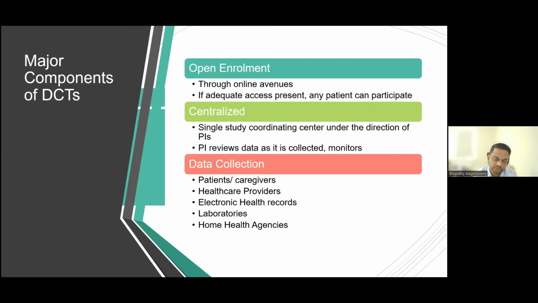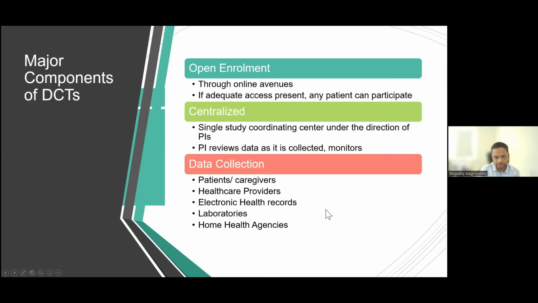But the major components we need to focus on in a DCT trial start with open enrollment. Through online avenues, we can get patients across the globe and provide adequate access, so any patient can participate. Then a centralized model, because everywhere now we talk about patient-centricity: a single coordinator at the center, directed by the PI, with data collection from patients or caregivers, healthcare providers, electronic health records, laboratories, and home health agencies, a concept certain countries have.